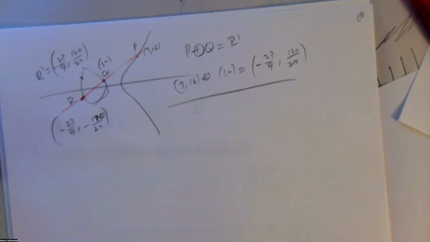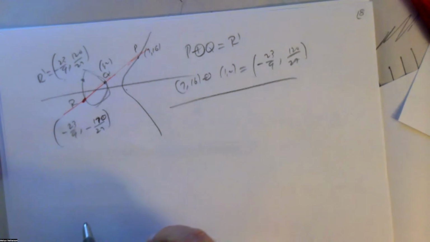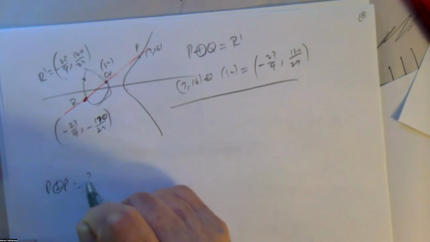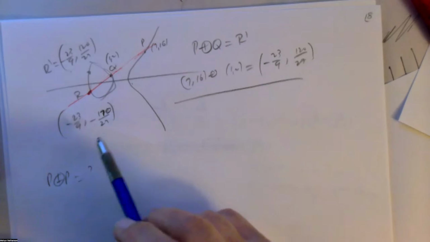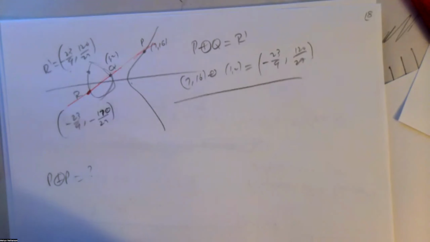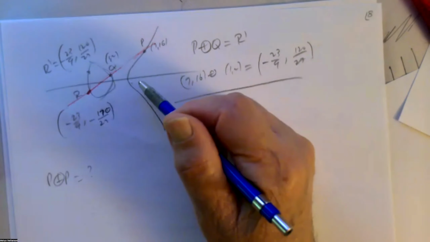Now, there are two other questions to ask. Because this is the standard case, but it's not the only case. What's another case? Well, suppose we add P plus P. So you have just a point P on the curve. You can't draw one line through 1 point. There are infinitely many lines through that point.